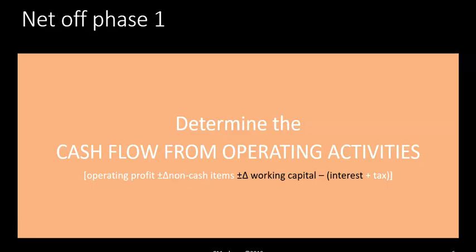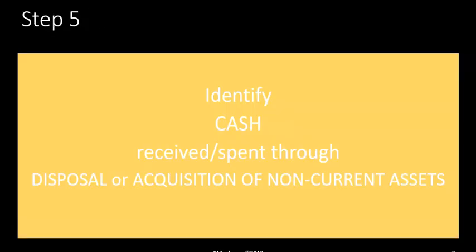So let's move on to step 5. Step 5 says you're going to identify any cash that you received or spent either from disposing of or acquiring non-current assets. So if you dispose of assets, and you dispose of them for cash, you'll record it. If you acquire assets and you acquire them by paying cash, you'll record them. No other recording is required.